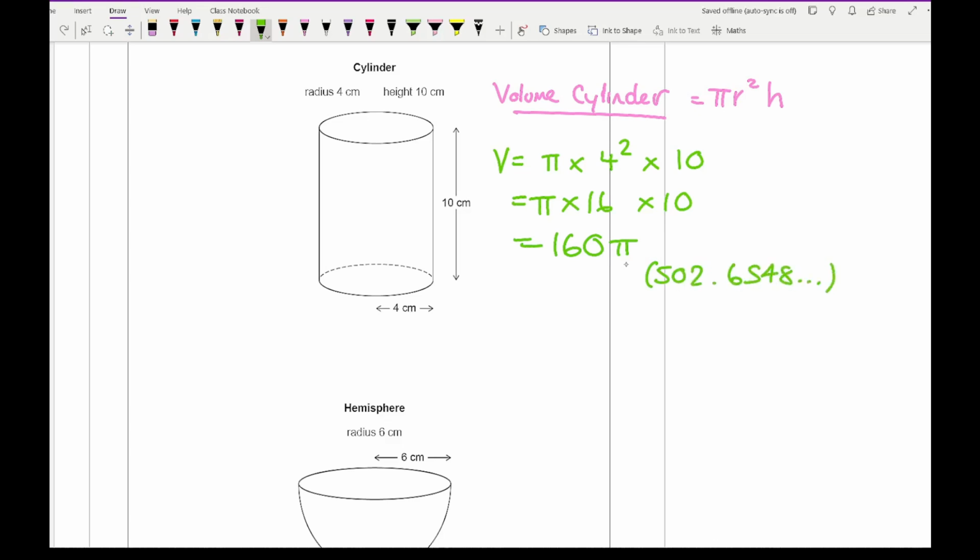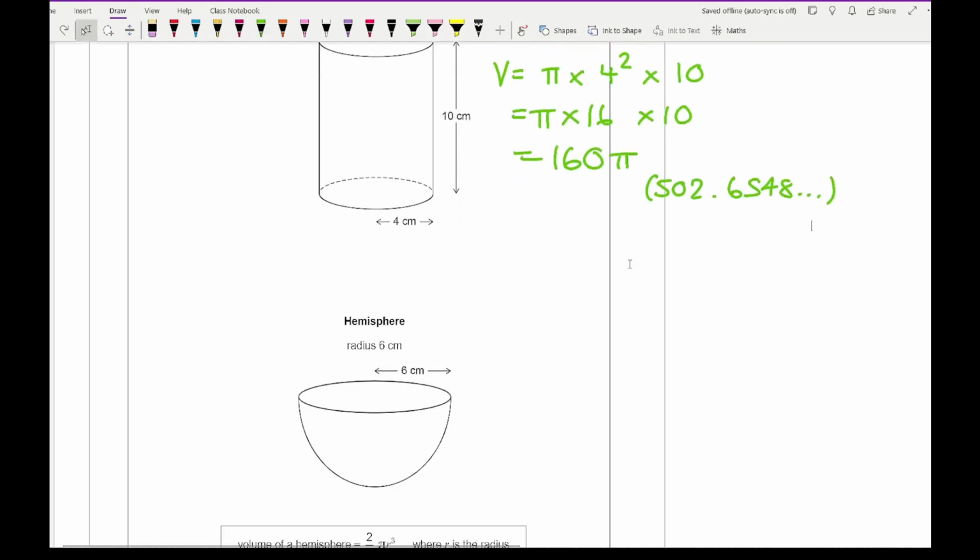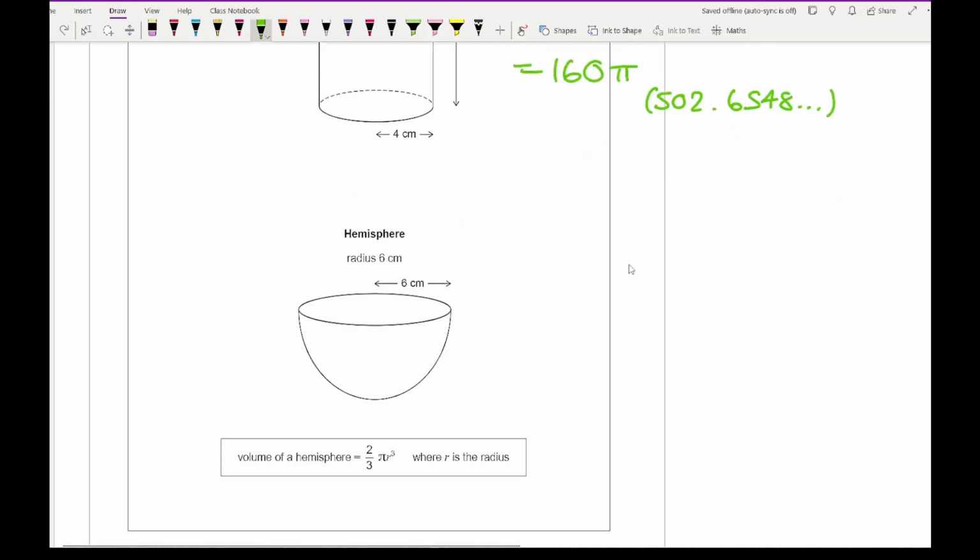502.6548 and so on. Then working out the volume of a hemisphere, well, it tells me the formula. Now what you want to do is always just double check to make sure that they have given you the formula of a hemisphere. Sometimes they give you the volume of a sphere and you then need to divide that by 2. But this has been quite nice because it's told me the volume of a hemisphere, because the hemisphere is what I've actually got. So the volume of the hemisphere is going to be 2/3 multiplied by pi times 6 cubed.